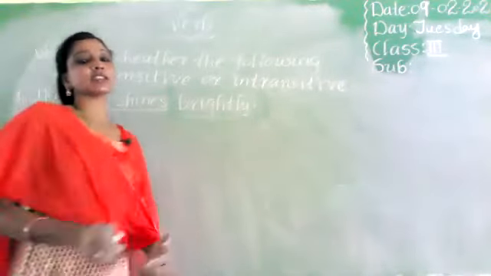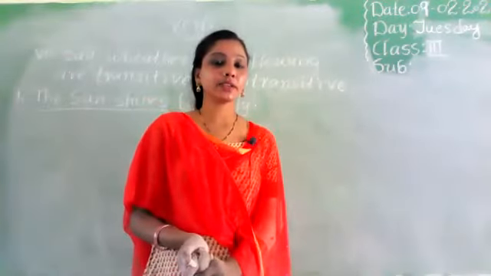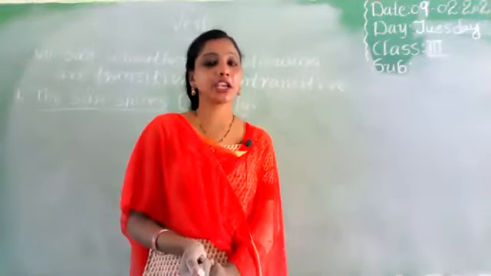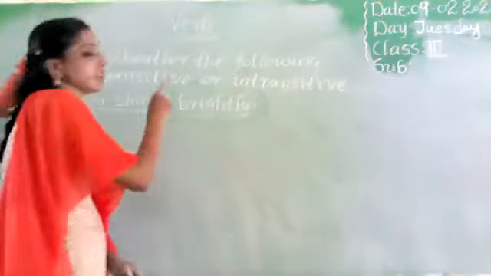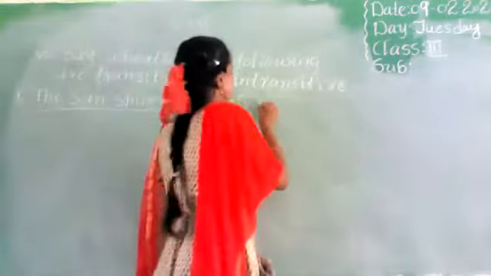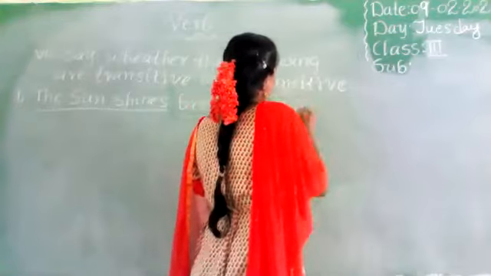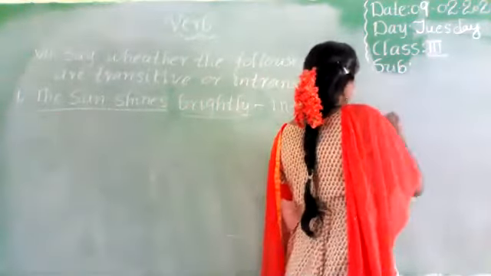So in such cases, what do we call such verbs? Without any object, we call it an intransitive verb. Why? Because it doesn't need the help of the object. So these are called intransitive verbs.